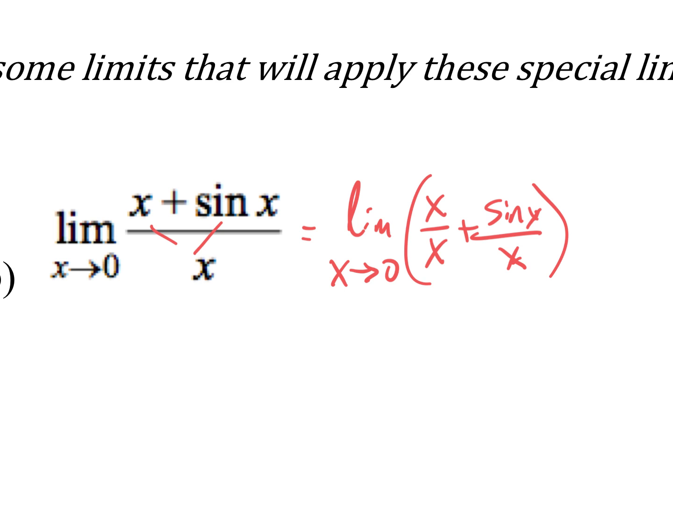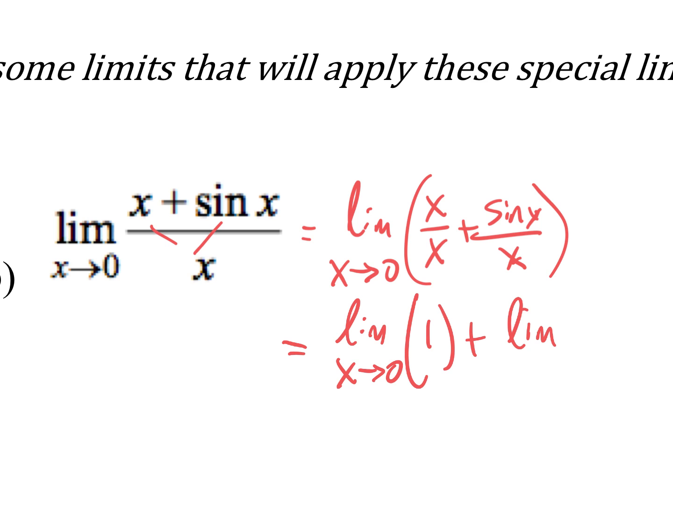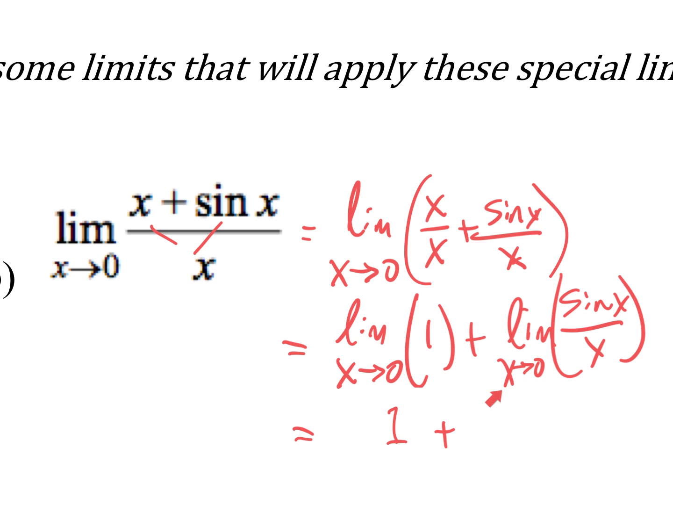And we've learned that the limit of a sum is the sum of the limits. All right, so we can take the limit of the first part as x goes to 0 of x over x, but that's just 1. And the limit of sine x over x. So we can take the limit of these separately. Well, the limit of the first one is 1, and we just learned that this second limit here is going to 1. So it's 1 plus 1, which is 2.